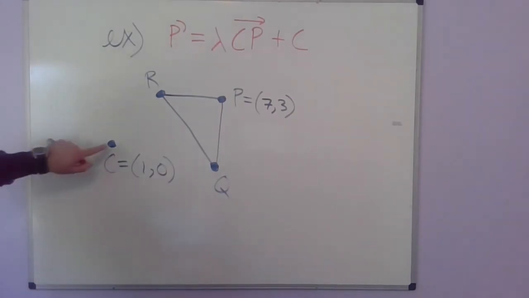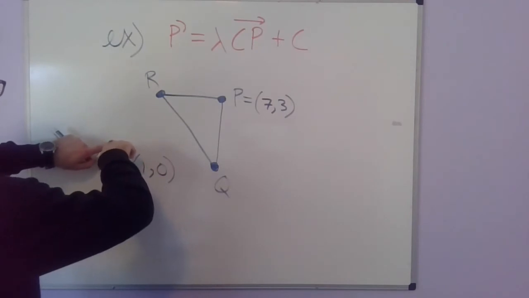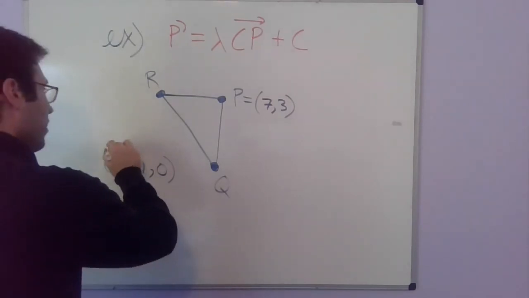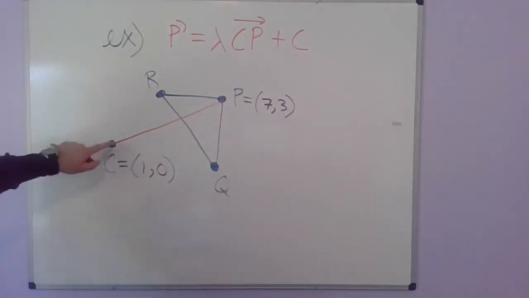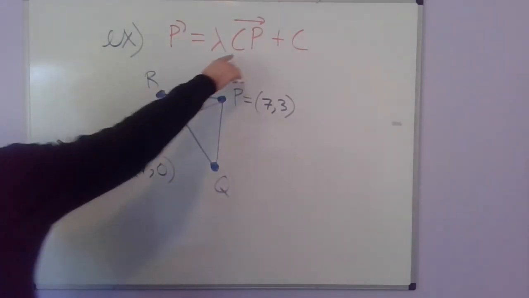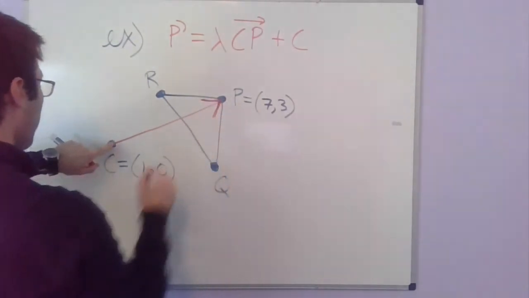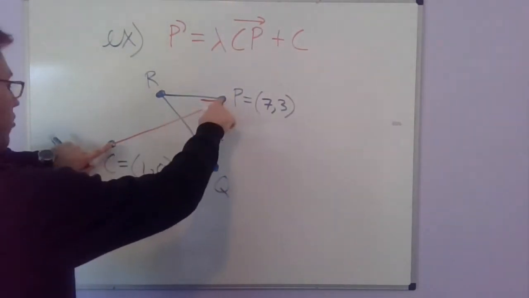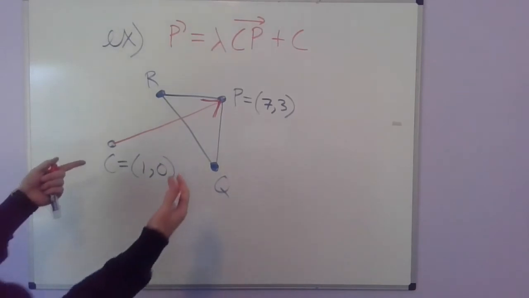So what happens is this value is our center. I'm going to take this value here and look at a vector from here. A vector from C to P looks something like this. This is our center of dilation right here. Our vector from our center of dilation to here looks like that. That's CP.